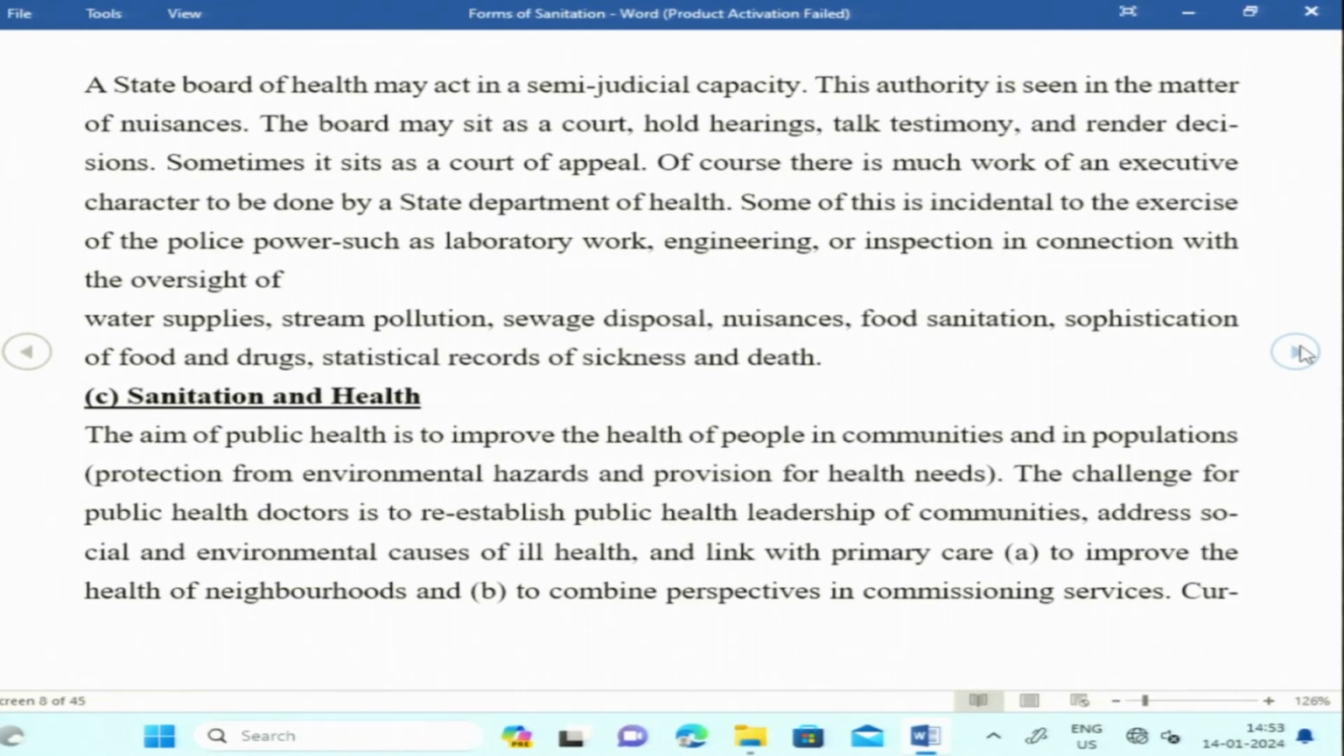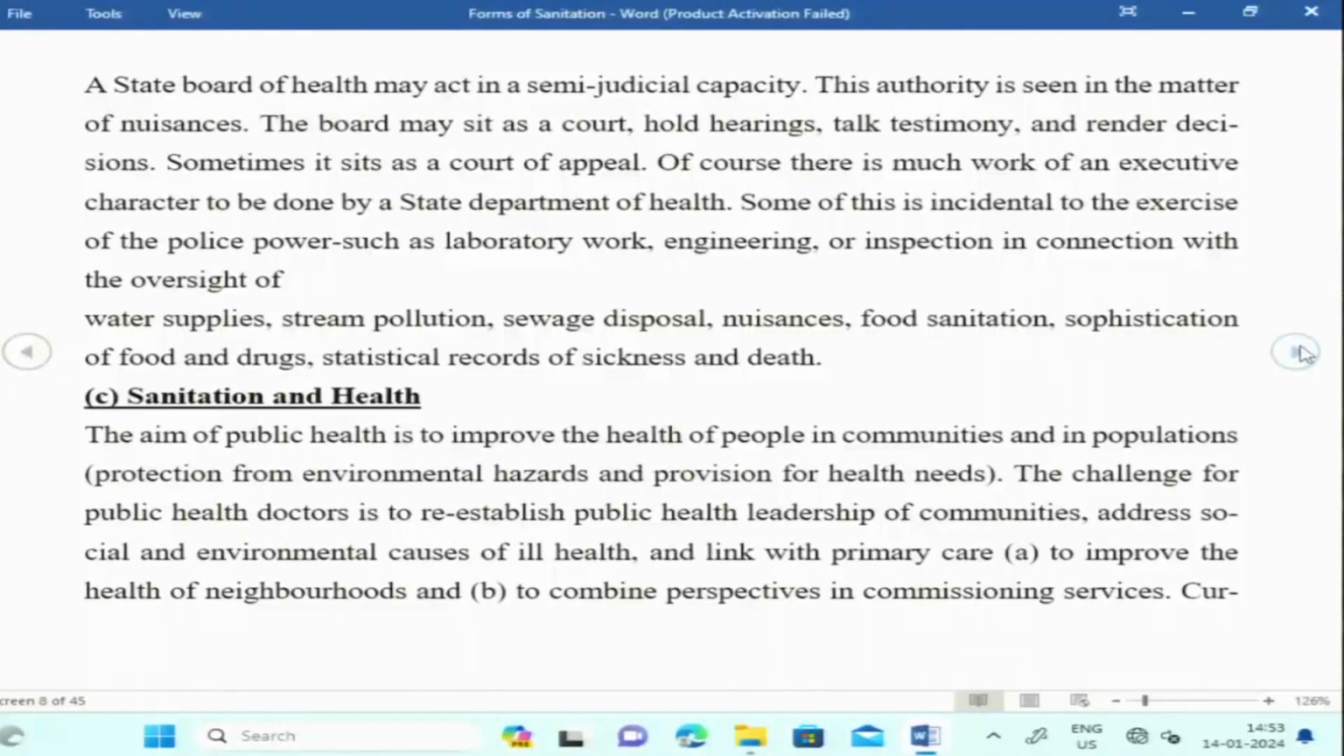Another important aspect which is directly or indirectly related to this particular issue is sanitation and health. Although it can fall into the broader domain of the state, somewhere we see that sanitation and health can go together, and for that the basic understanding is that public health is basically meant to improve the health of the people, and that is the basic idea whereby we try to minimize the environmental hazards.